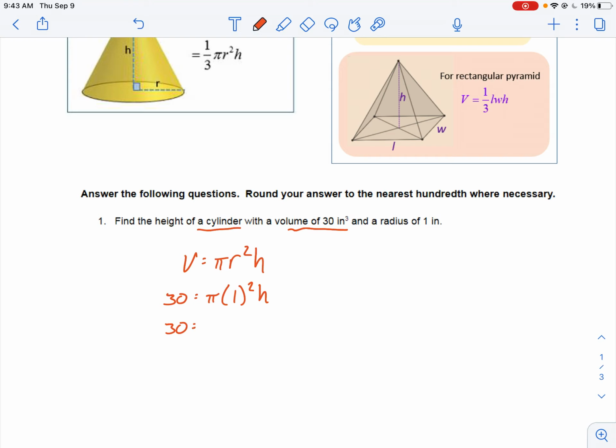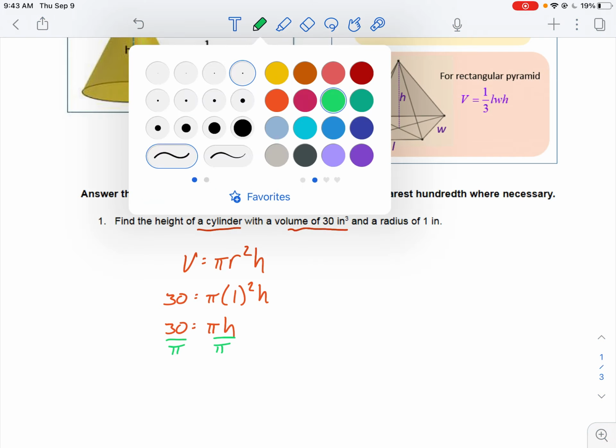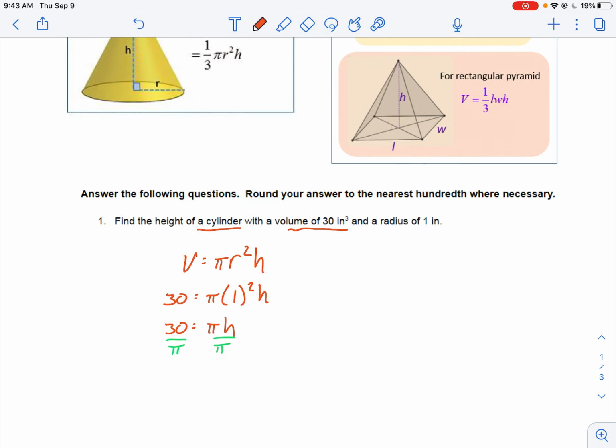30 can stay the same. Pi times 1 squared. 1 squared is 1, and 1 times pi is pi. So all I have to do to solve for h is get rid of the pi. Since it's pi times h, I'm going to divide by pi, and this is my answer. Exactly, but we really don't like that. We want to write it as a decimal.